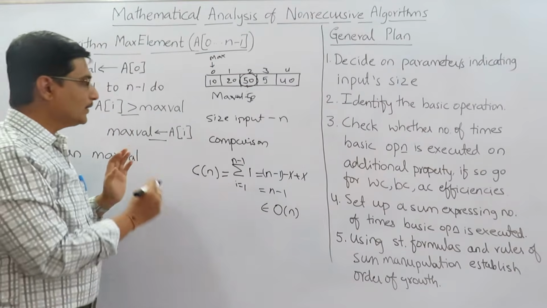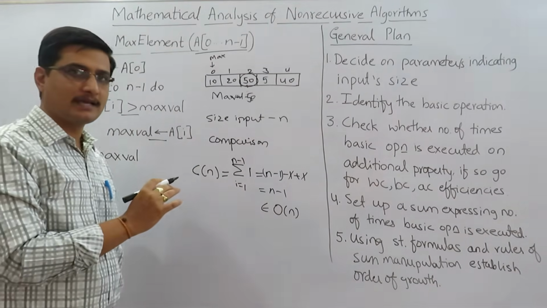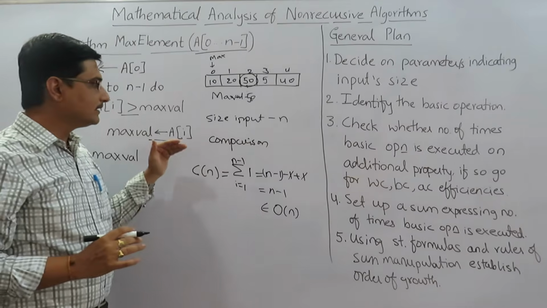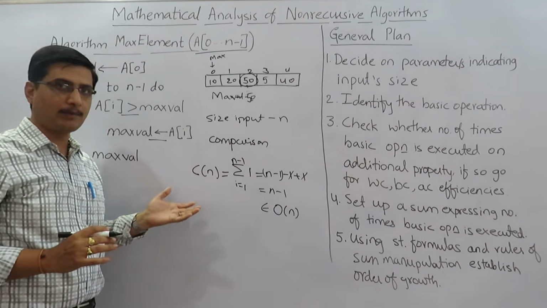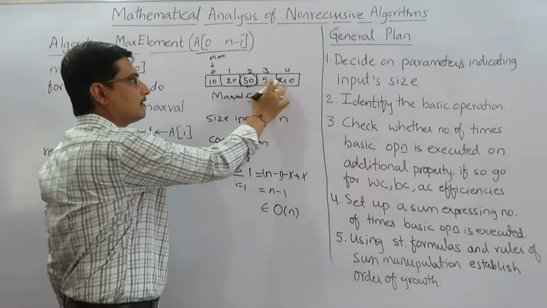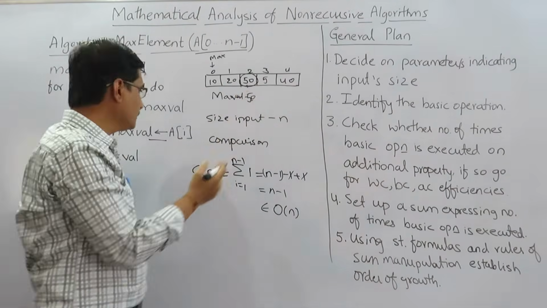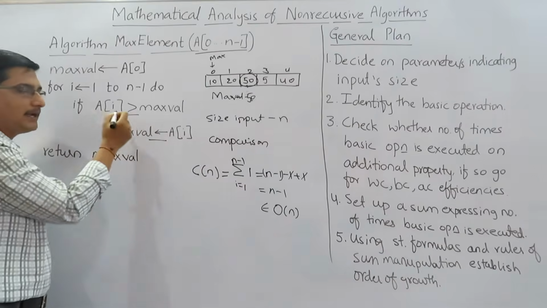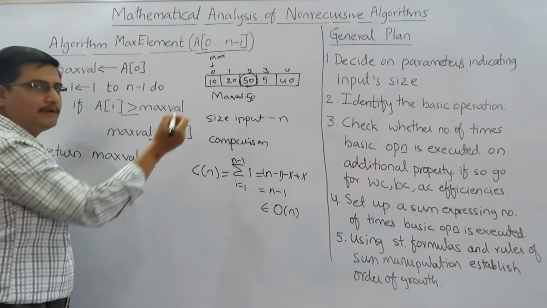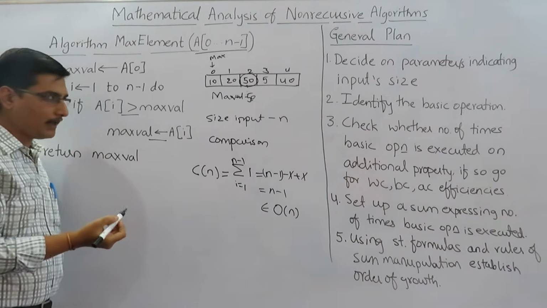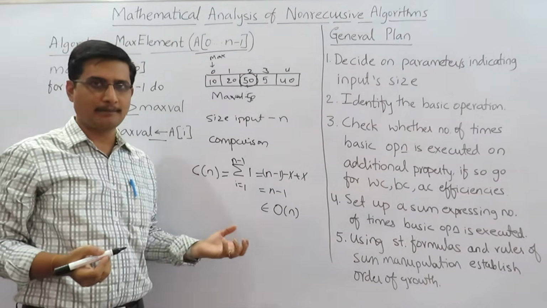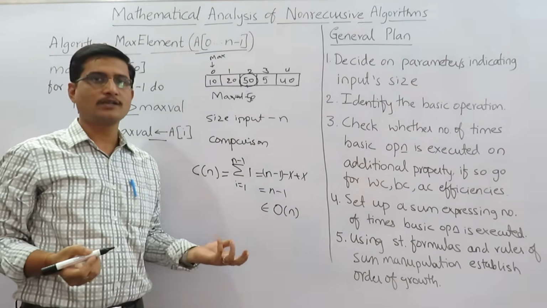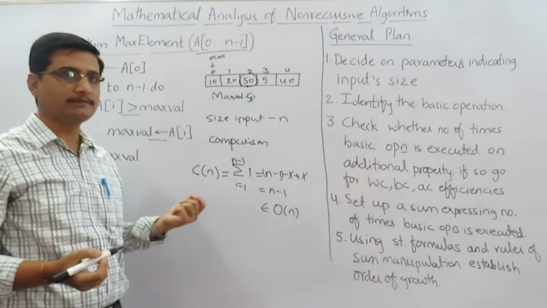See that we need not go for worst case, best case, average case efficiency, because the number of times the basic operation is executed will not depend on any other property here. Whether 50 is here or here or here, no matter, this comparison is going to happen till we reach the end of the array. So it is not going to depend on any other parameter here. So we need not go for worst case, best case, average case efficiency of the algorithm.